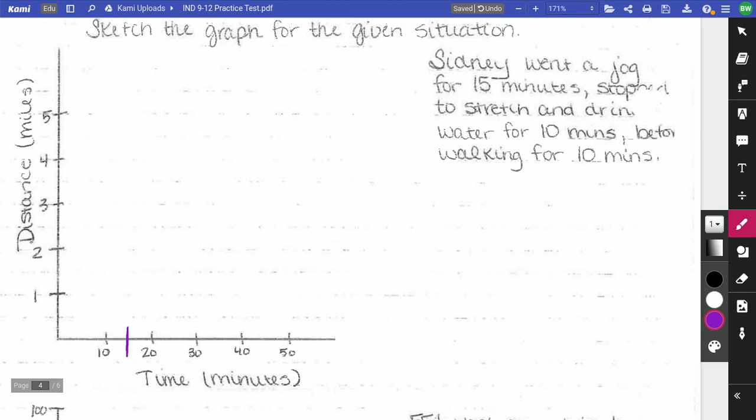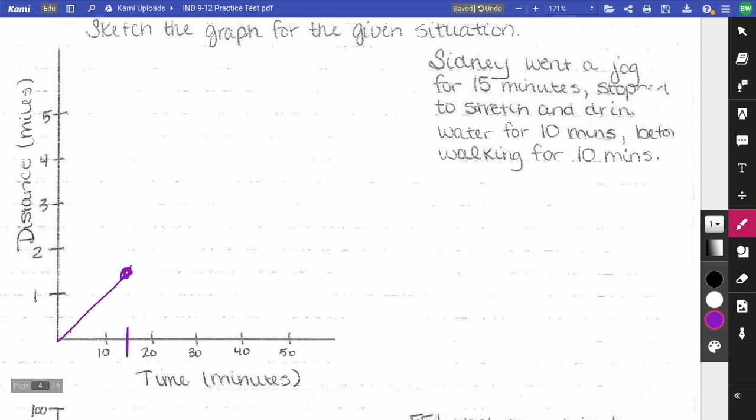So we'll stop and think, okay, how far might she jog in 15 minutes? Maybe just a mile. That would be really slow jogging, maybe a mile and a half, couple miles. Don't worry about it. Let's just put her right there. And she was jogging to get there, so her distance increased. And so we have that.